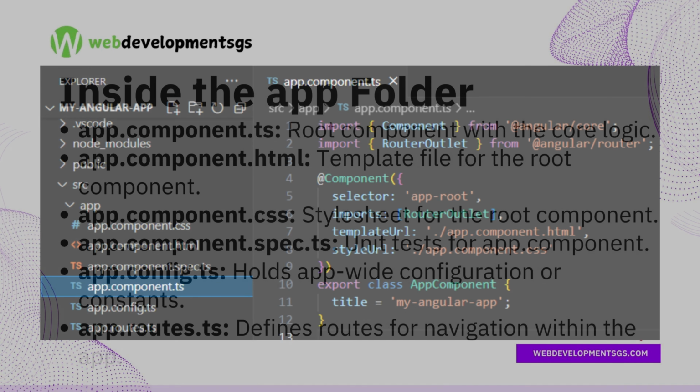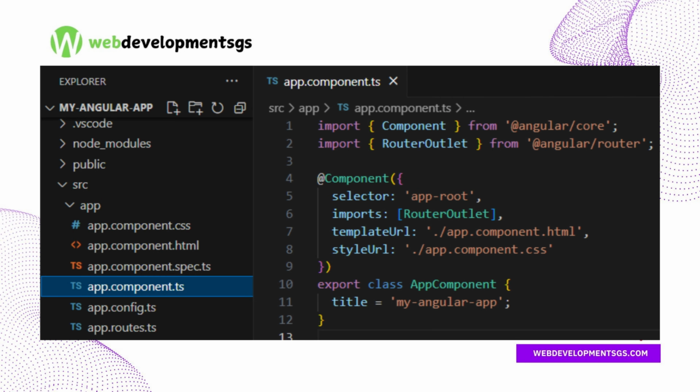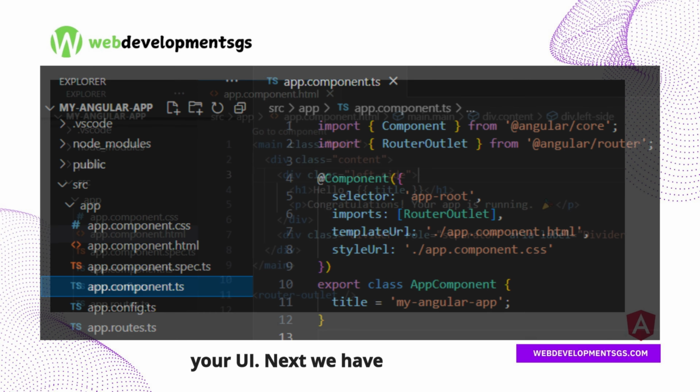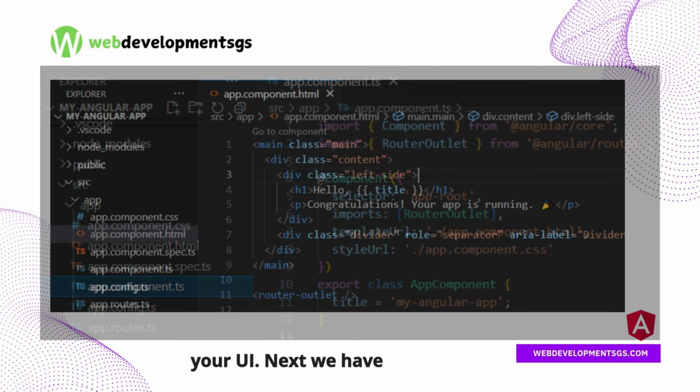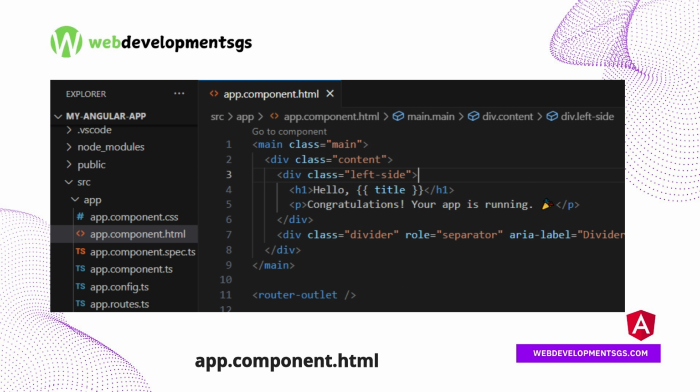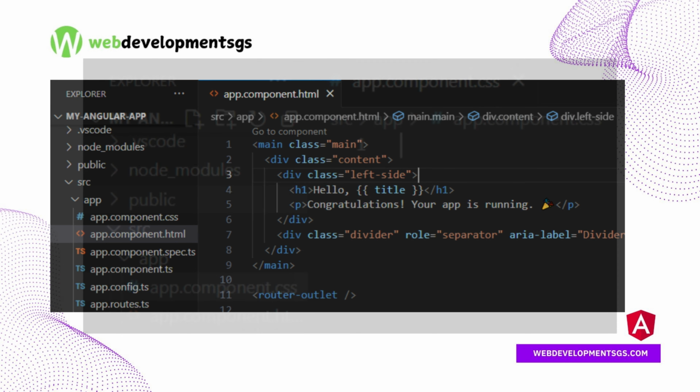First, we have app.component.ts file. This is the root component of your application. It contains the core logic and acts as the starting point of your UI. Next, we have app.component.html file. This is the template file for the root component. It defines what gets rendered in the browser.